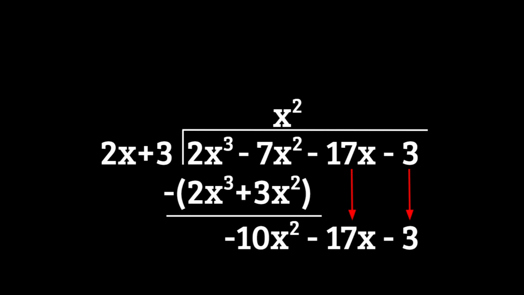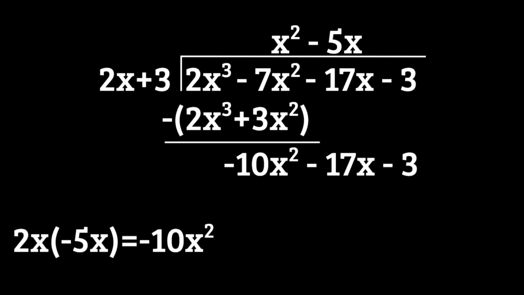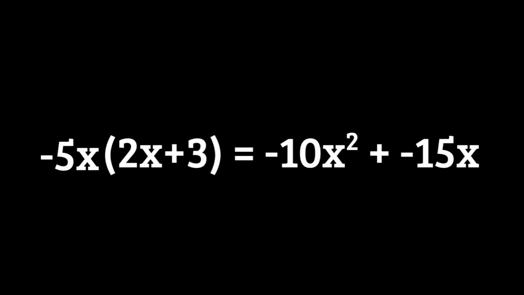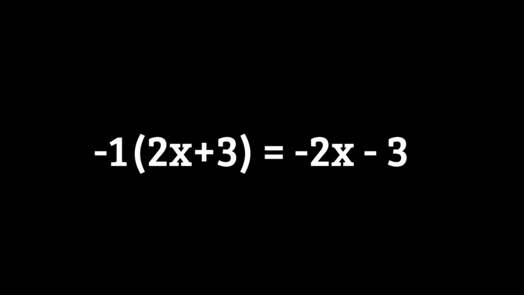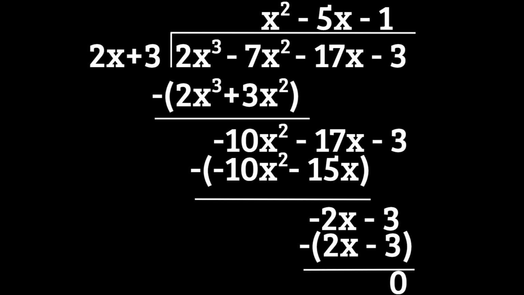Now we simply repeat this process. 2x multiplied by -5x is equal to -10x squared, so we bring that number to the top of the bar in the x column. Multiplying the dividing polynomial by -5x gives us what we need to subtract. We are left with -2x, and we bring down the -3. Finally, we repeat the process one more time and find that -1 times 2x allows it to cancel the first term. This subtracts out perfectly, and there is no remainder, so we have our final answer.